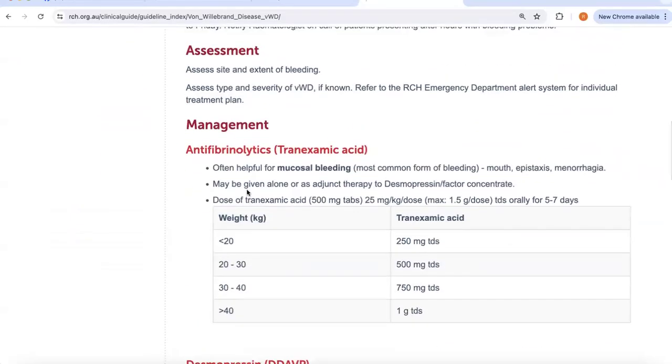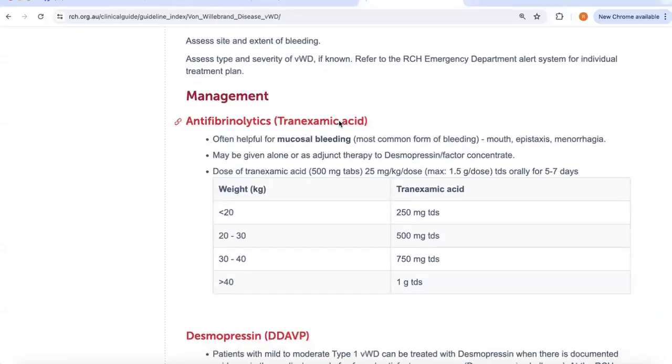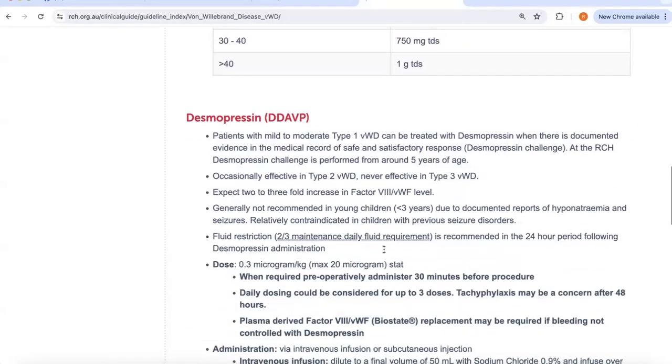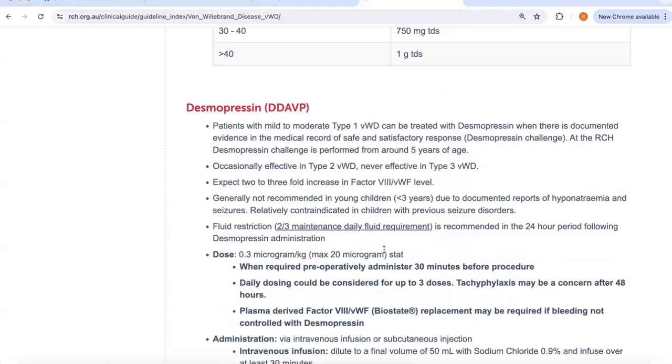The management: tranexamic acid is mainly given if someone has mucosal bleeding, and that is usually the initial treatment of choice. So if a patient with von Willebrand disease is actively bleeding, then to stop the bleeding, you can give them tranexamic acid. Then there is the option of desmopressin. Desmopressin is not recommended in children below 3 years old because it can cause hyponatremia and seizures.